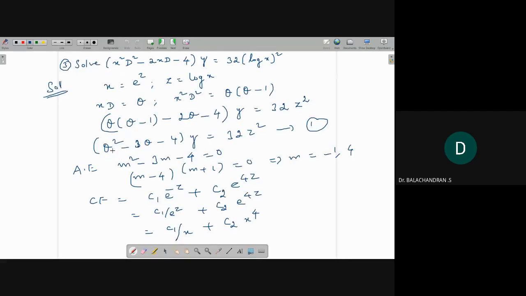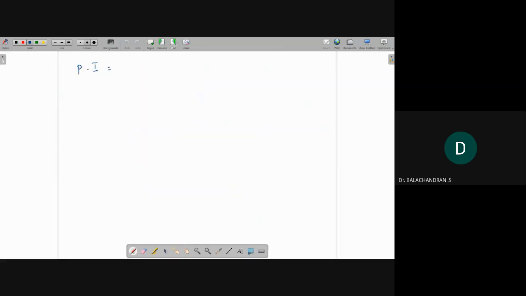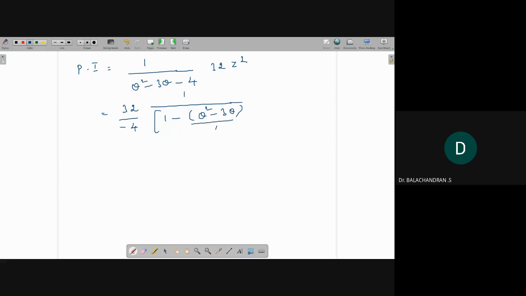So 1 by (theta square minus 3 theta minus 4), right hand side is 32 z square. So it is algebraic. You should write the denominator in the form of either 1 plus x or 1 minus x. I will take the constant term out. So 1 minus (theta square minus 3 theta) divided by 4, into z square. So this is minus 8. Here theta is common, so I'll take theta commonly, whole power minus 1, into z square.